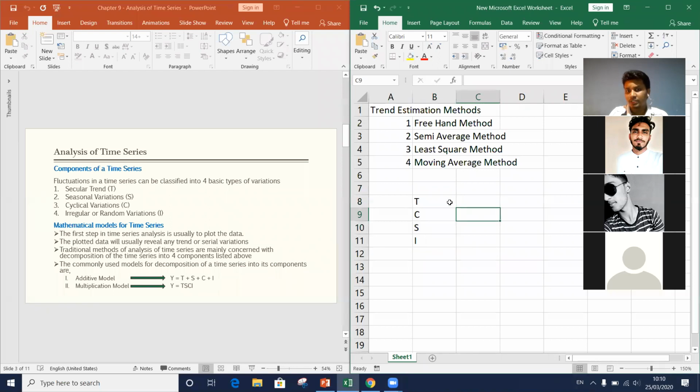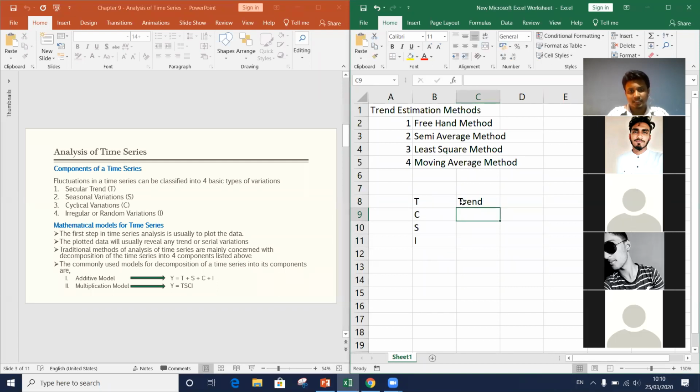The components of a time series, right? The four components of a time series. T stands for trend, long term trend. C is for cyclical variations. S is for seasonal variations. And I is for irregular variations. So these are the four components of a time series.